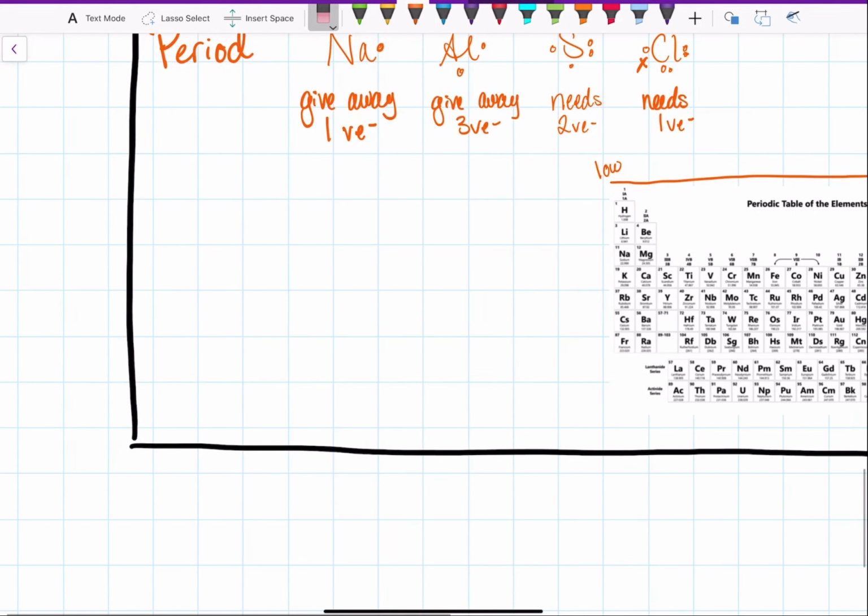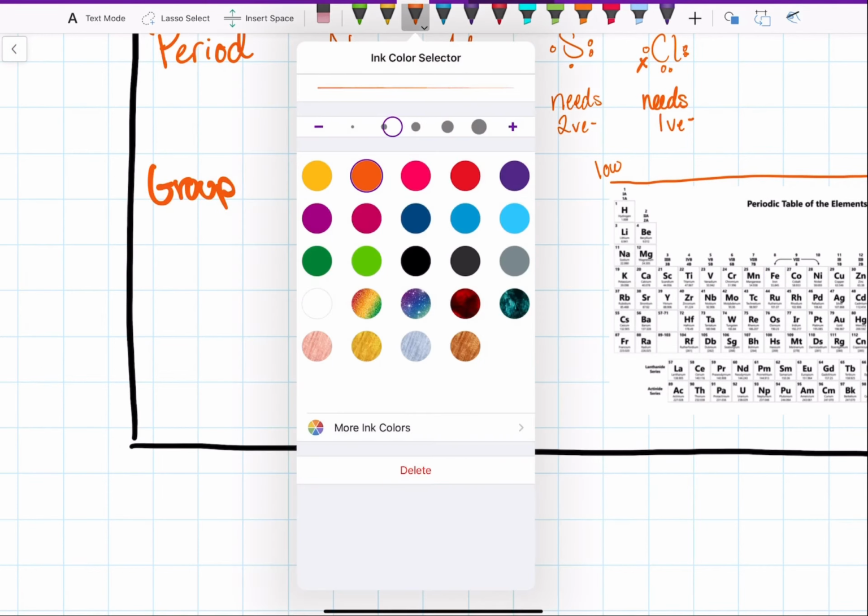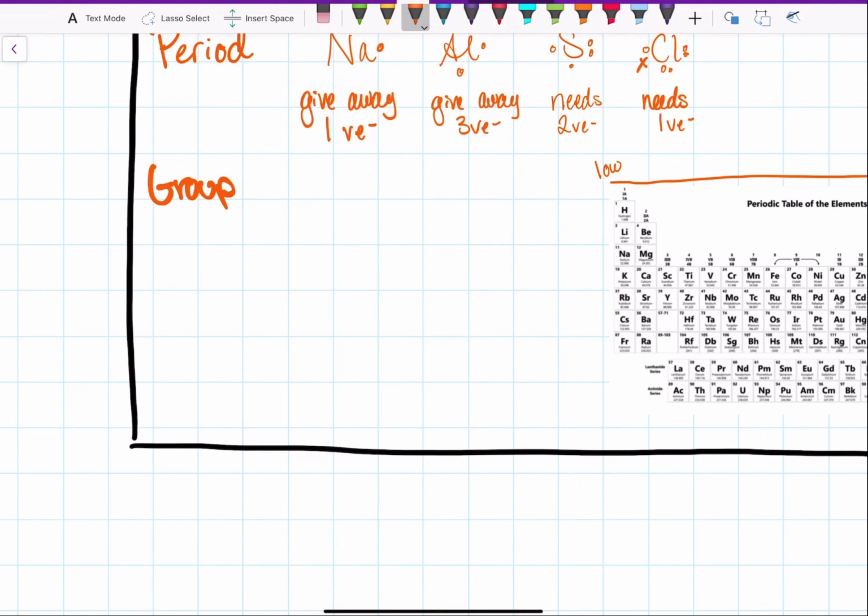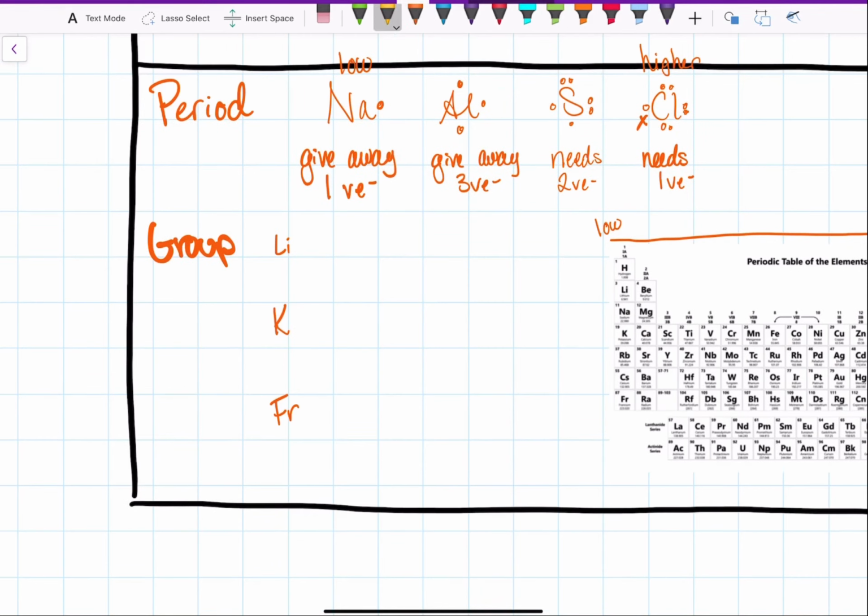Okay, let's talk about the group trend next. That was the period trend. Let's talk about the group trend, and then we'll put our concepts together. So for the group, let's look at our first group here, and we're just going to pick out a couple of these. So we're going to look at the same ones that we did before. So all of these in group 1, these all have 1 valence electron. So technically all of these are trying to get rid of their electron, but let's see what happens as we are going up and down a group.